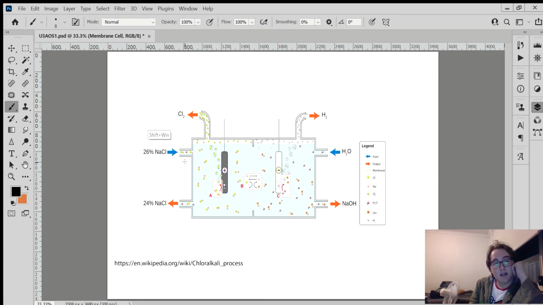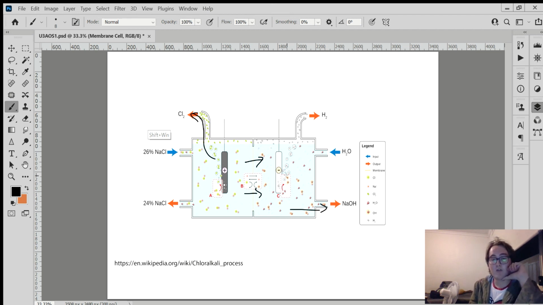So what happens is a solution of what we call brine, which is very concentrated table salt, is put into a cell. It's electrolyzed, so the chloride ions are stripped of their electrons, becomes chlorine gas that goes out. The sodium can pass right through it. So as the sodium passes through, it gets pumped out through here.